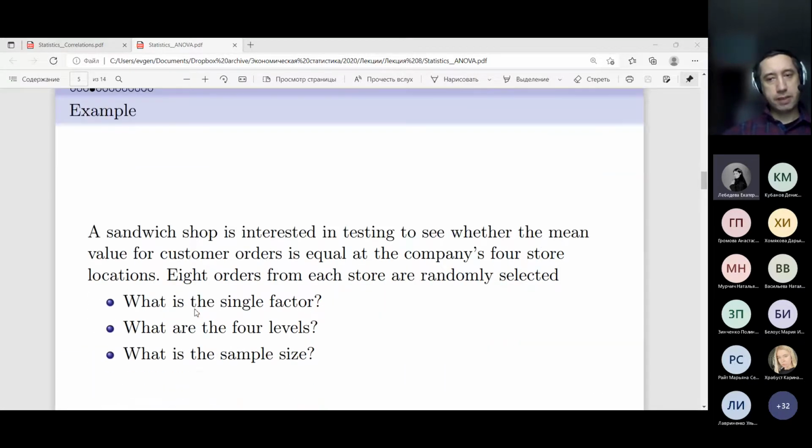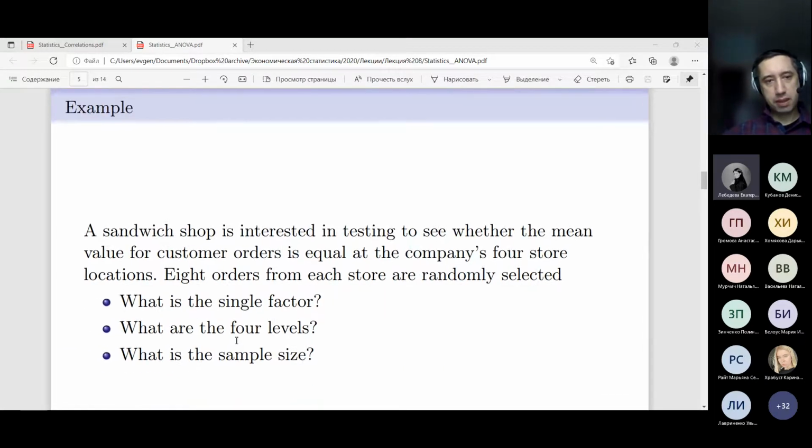Well, okay, let's do a simple exercise. Everyone, please read this text and type in the chat what is a single factor, what are the 4 levels, what is a sample size, and that's it. Read this task and write in the chat answers to these questions.